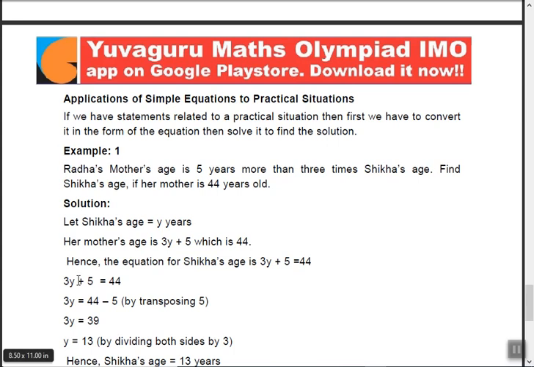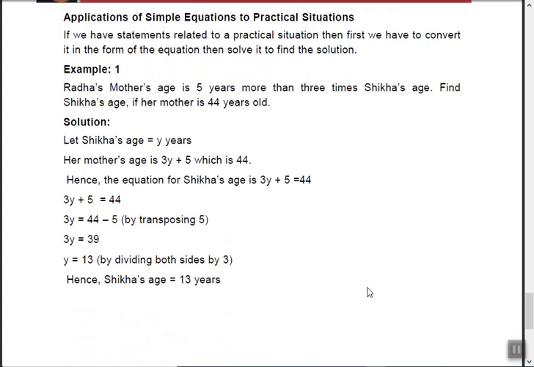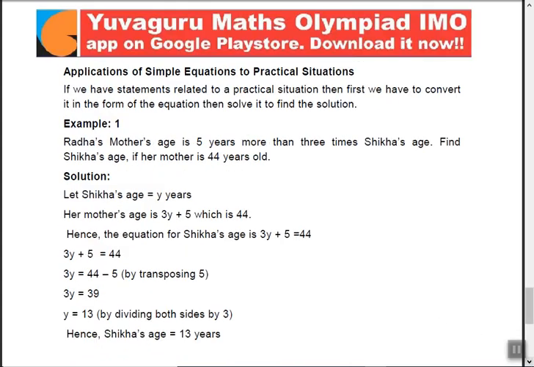What did I say first? Try to keep y on one side. So go step by step. First remove what can be removed easily. Remove 5 first, because that is far away from y. So take 5 to the other side. It becomes 44 minus 5, 39. So 3y equals 39. Now you can remove 3. Take 3 to the other side. It becomes 39 upon 3, that is 13. Hence y becomes 13. So this is the use of these equations.